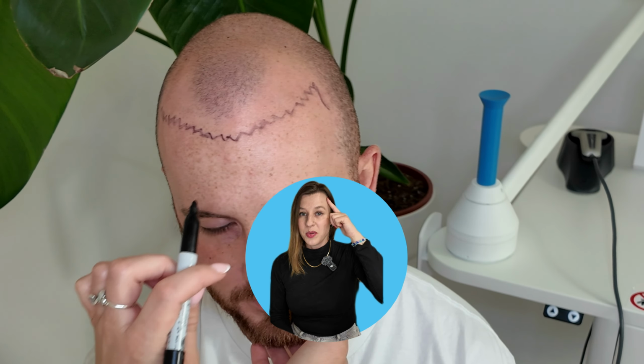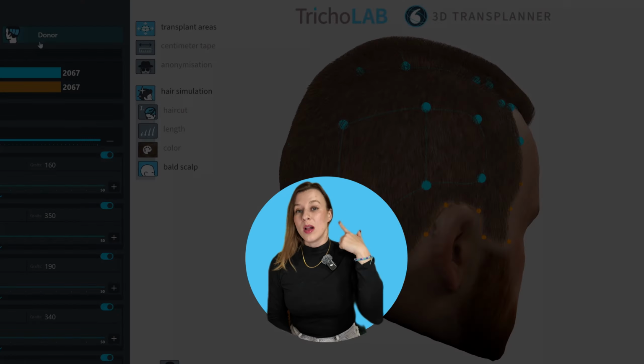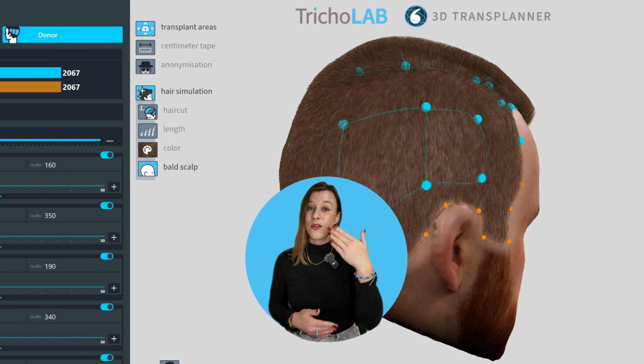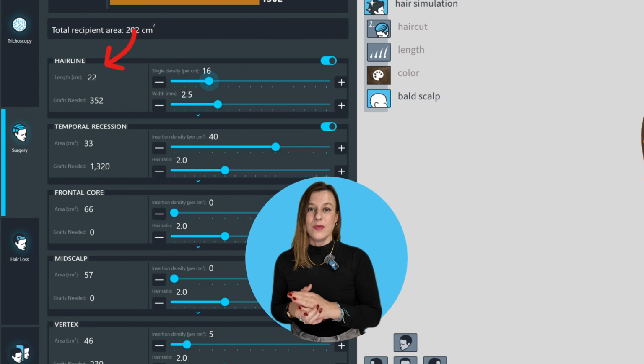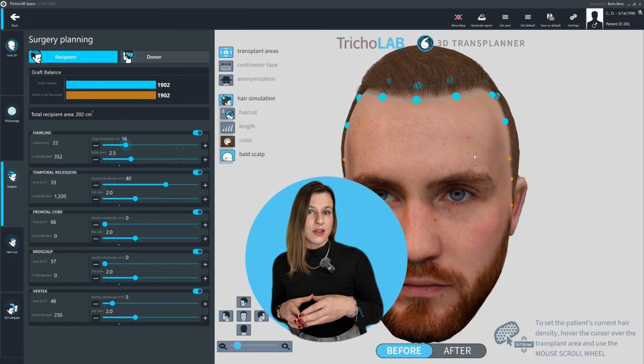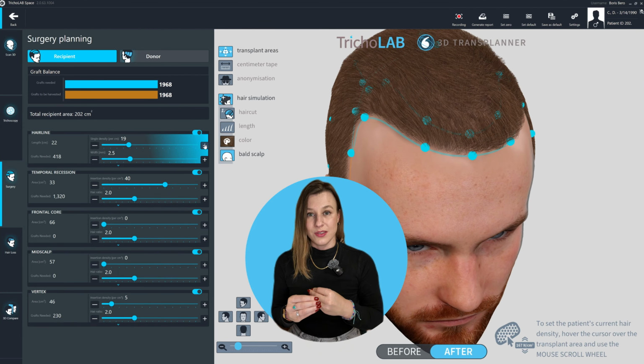This is a classic Norwood-free presentation. We have temple recession and posterior hairline movement. Our objective is to restore natural density to these areas while preserving the donor resources for future procedures. This balance is crucial. At the hairline, we exclusively use single follicular unit grafts. This is the gold standard for achieving natural anterior transition.